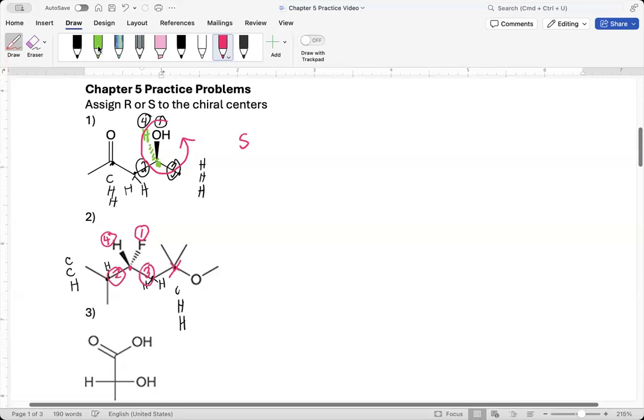Okay. So now we want to assign RS to this. That is counterclockwise. So that is S. But remember that our lowest priority group is on the wedge. It's pointing out at you. And trick 1 says if the lowest priority group is pointing out at you, it is not pointing back, then we're going to take the opposite of what we see. So that answer is R.